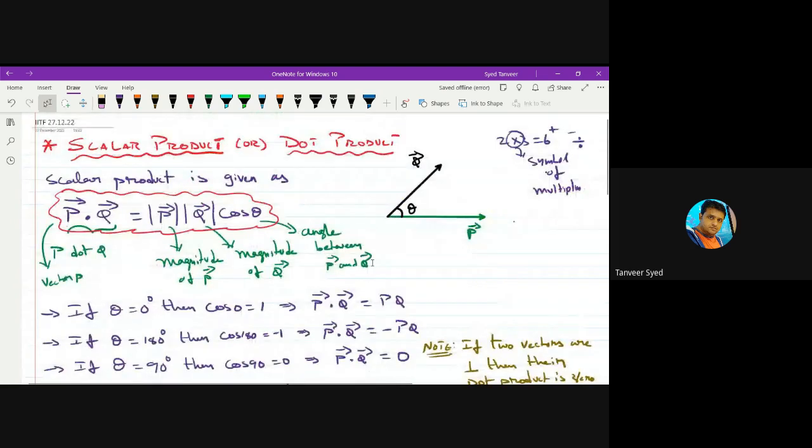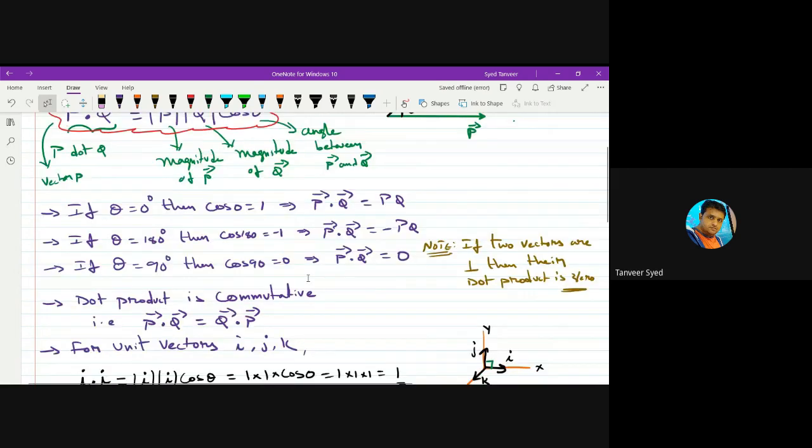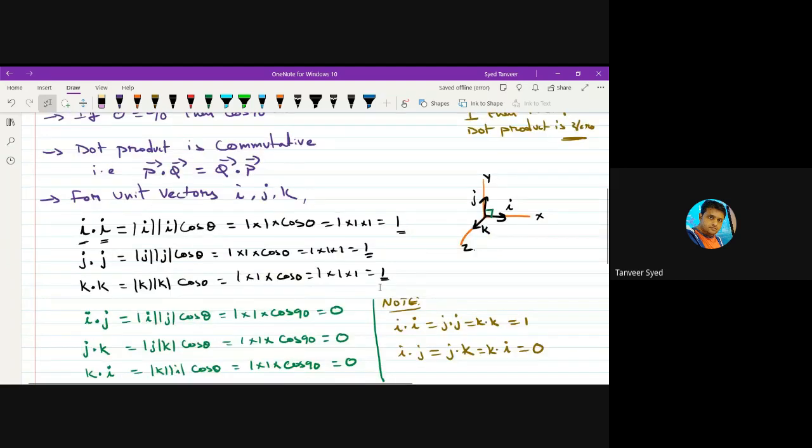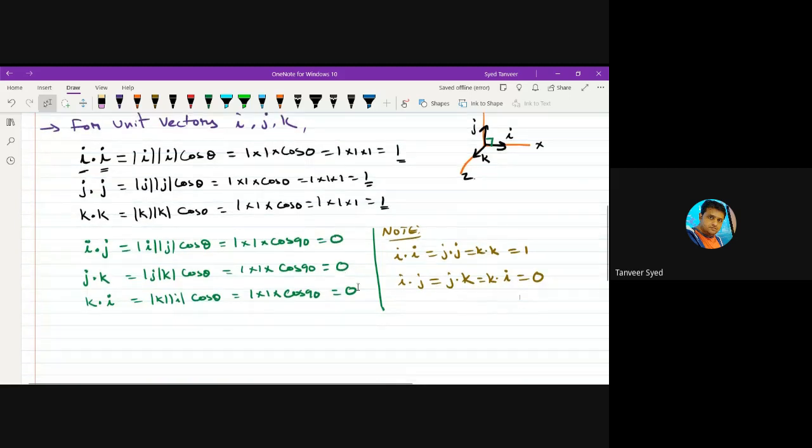Again, if two vectors are given to you, p and q, making angle theta with each other, their dot product will be pq cos theta. Magnitude of p, magnitude of q, cos of angle between the two vectors. If theta is 0, dot product is pq. If theta is 180, dot product is minus pq. If theta is 90 degrees, dot product will be 0. Then it is commutative. If you perform this scalar multiplication over unit vectors, you get this result.